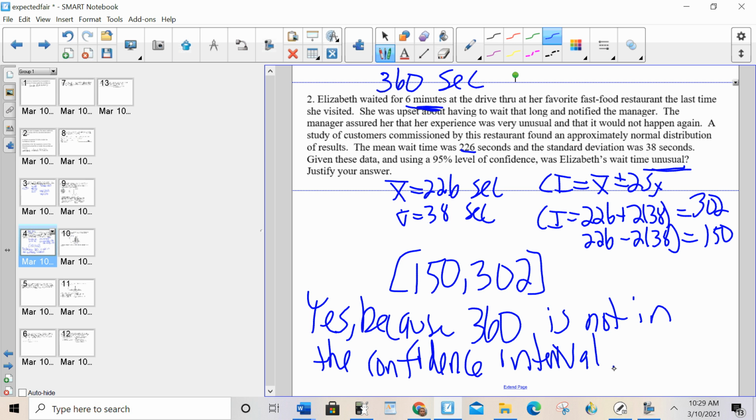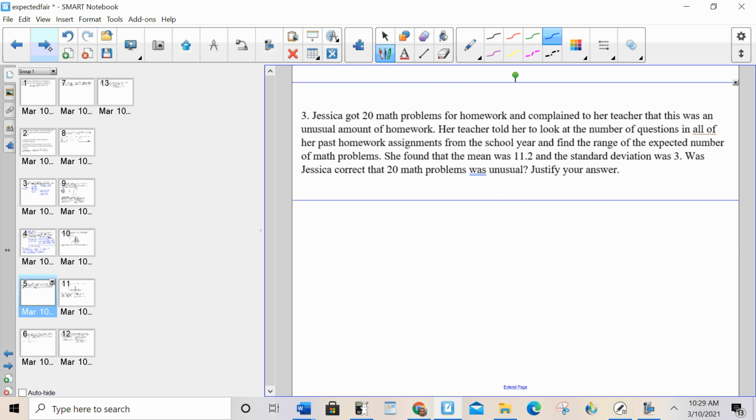So to determine if something is usual or unusual or expected or not expected or fair, I need to start by finding the confidence interval using the confidence interval formula, mean plus and minus 2 times the standard deviation, and then I see if that value is inside the confidence interval or not. I want you to try number 3 on your own. It's really the same type of thing as number 2. So please pause, try number 3 on your own, and then unpause.